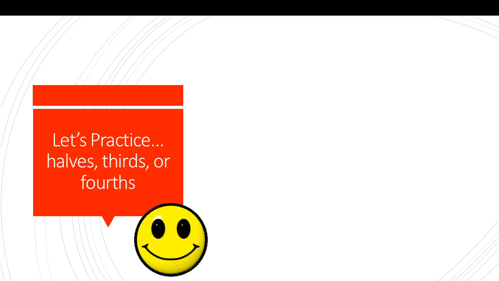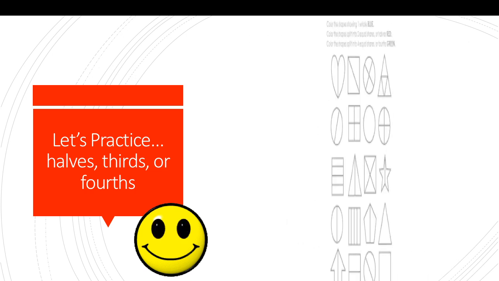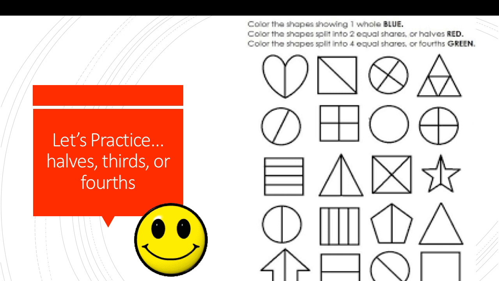Okay, now we will practice what are halves, thirds, or fourths. Here, we will not color the shapes. We will just count and tell if they are halves, thirds, or fourths, okay? Now, let's see. This heart is divided into how many parts? One, two. What do we call them? If the heart is divided into two parts, we call them halves.